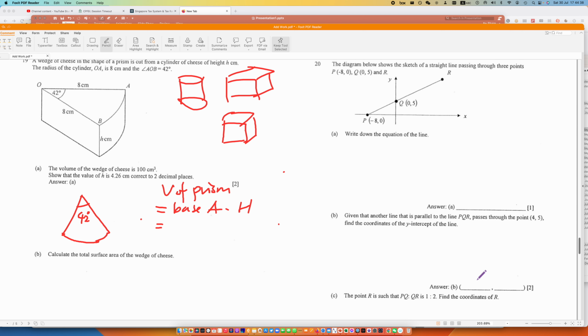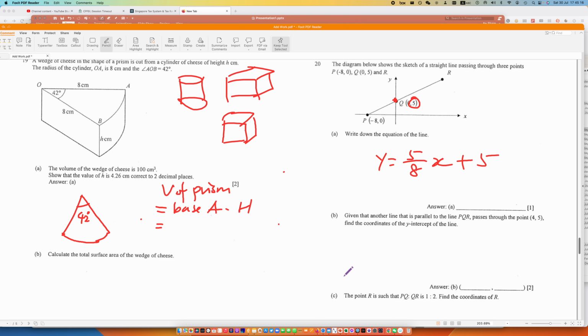M equals to 5 over 8. No, they want y equals to 5 over 8 x plus c. So basically you should get y equals to 5 over 8x plus c, which is 5, because this is the y in the y-intercept. Okay, good. Then x is equals to 0, then y is also equals to 5.